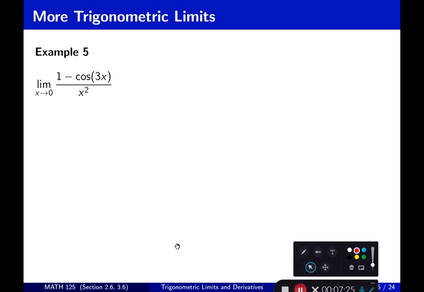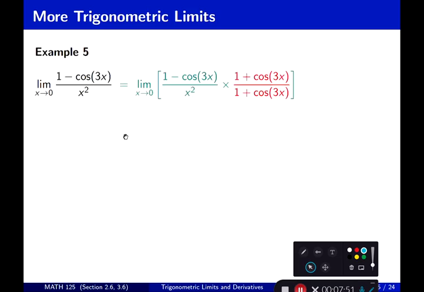Example 5. Limit as x approaches 0 of 1 minus cosine of 3x over x squared. Oh, this is a little bit different. I don't see that sine of x clearly. But there was this fun method that we used a lot, and that was we actually multiply something by the conjugate. What would the conjugate of this be? 1 plus cosine of 3x. So multiply the top and bottom by 1 plus cosine of 3x.